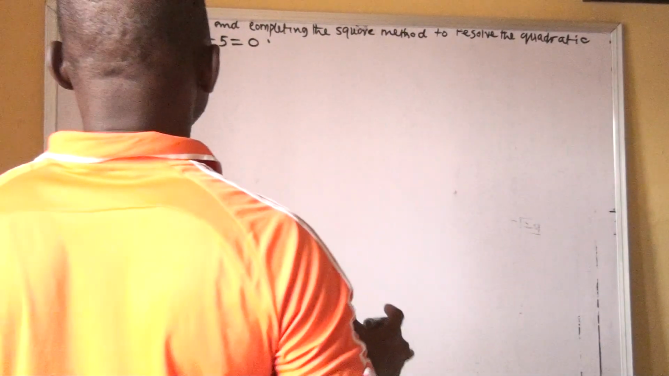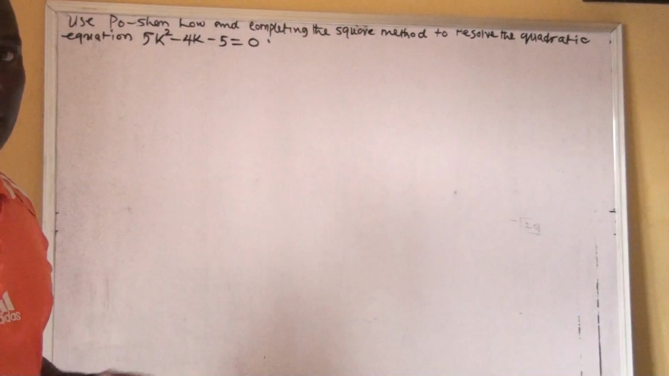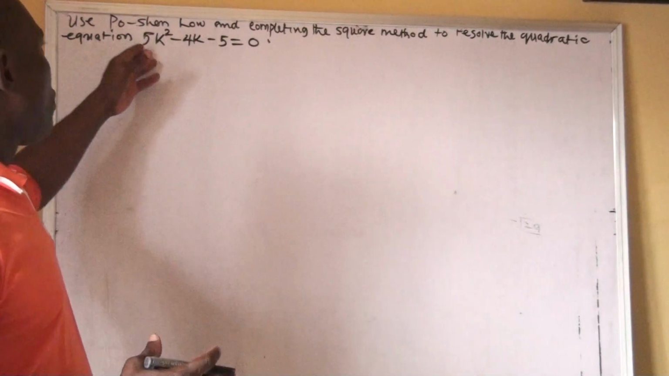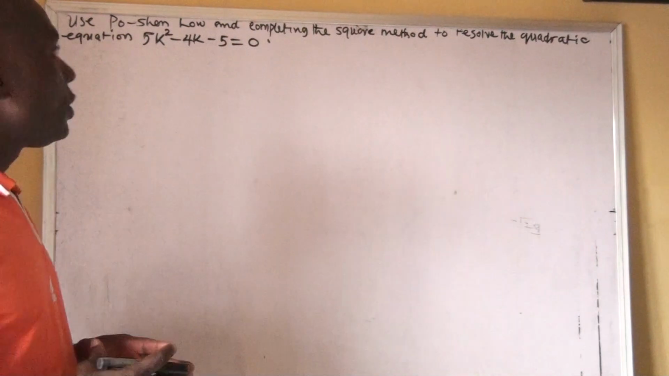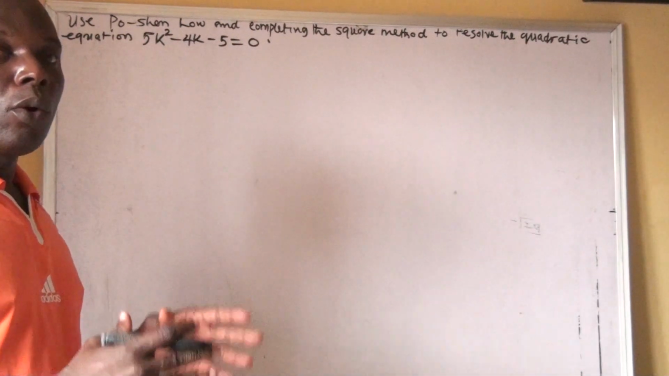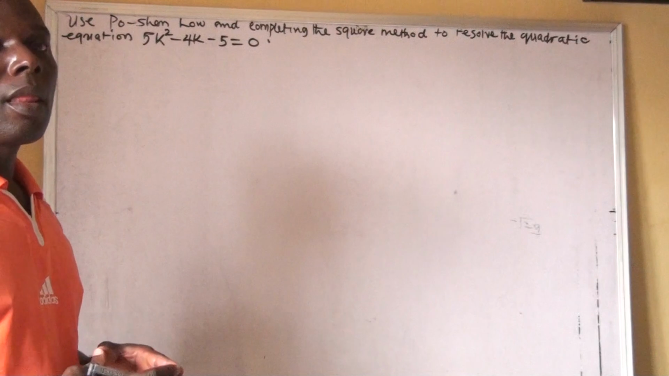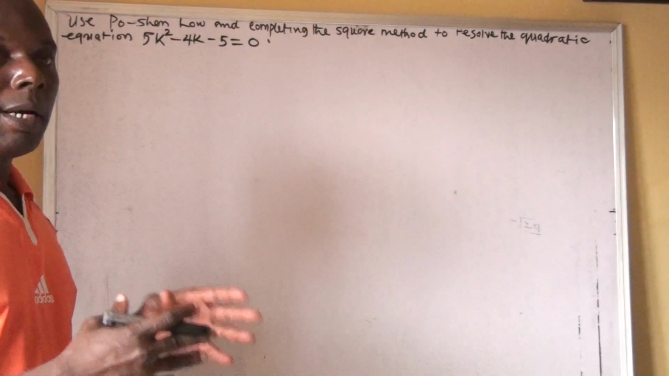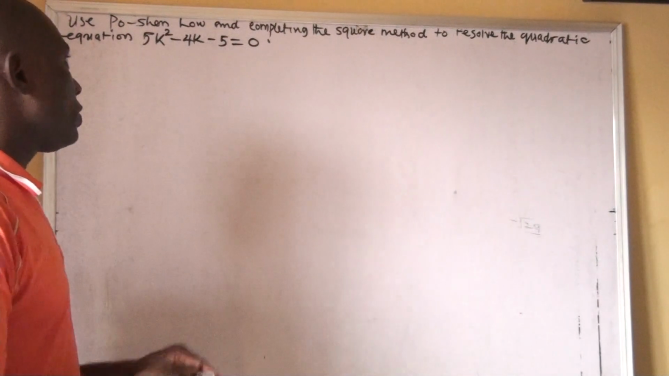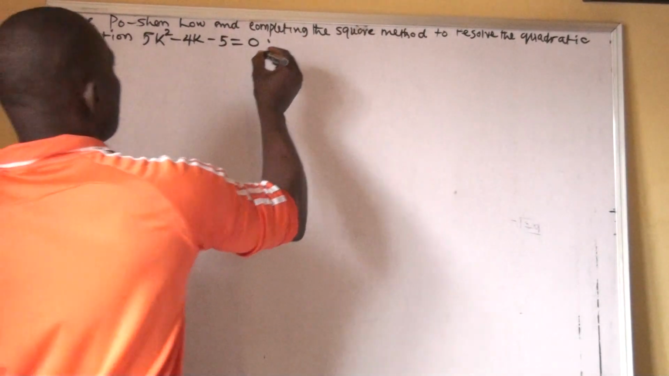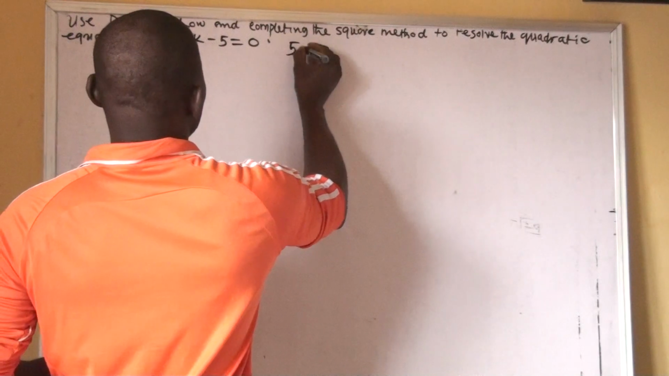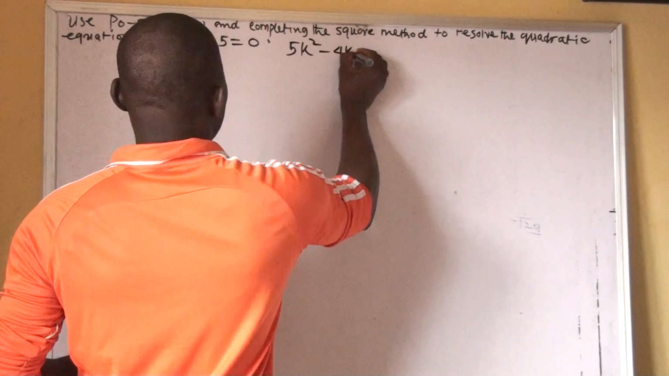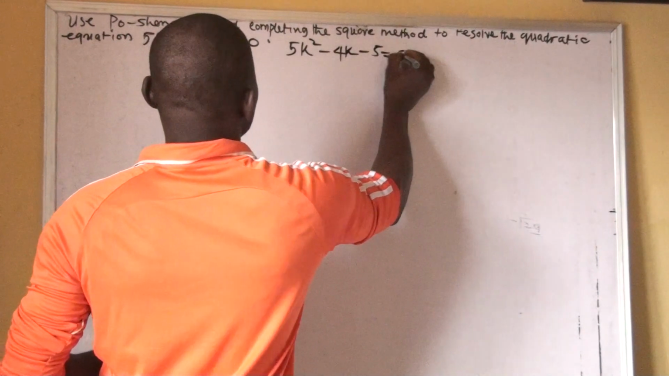Hello, viewer. In this virtual class, we're going to solve this quadratic equation before us using the Po-Shen Low method and also the completing the square method. The question before us is 5k squared minus 4k minus 5 is equal to 0.